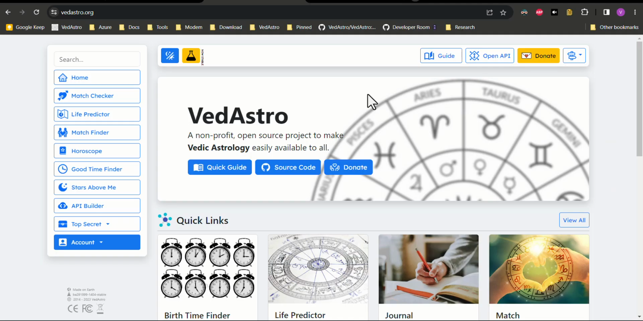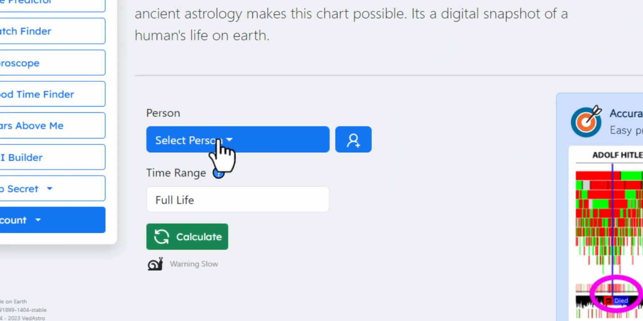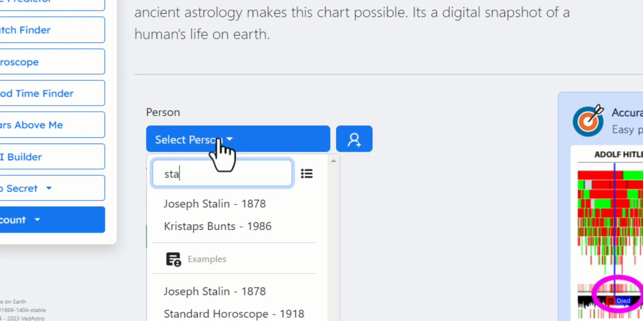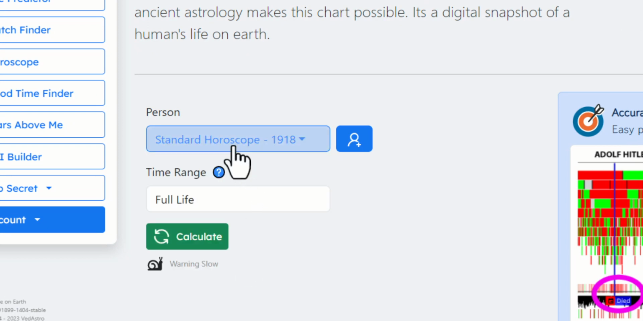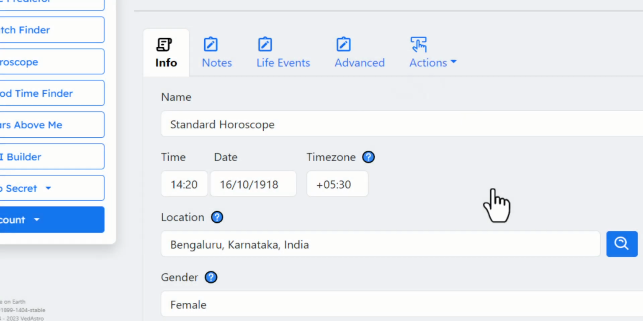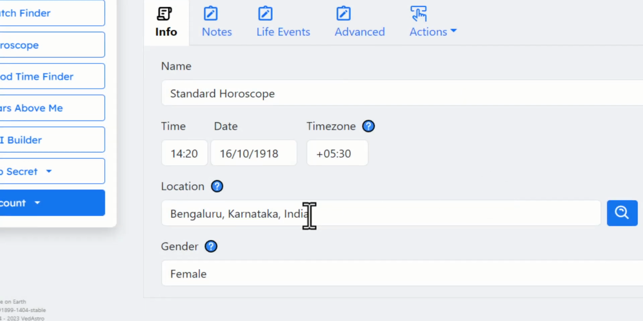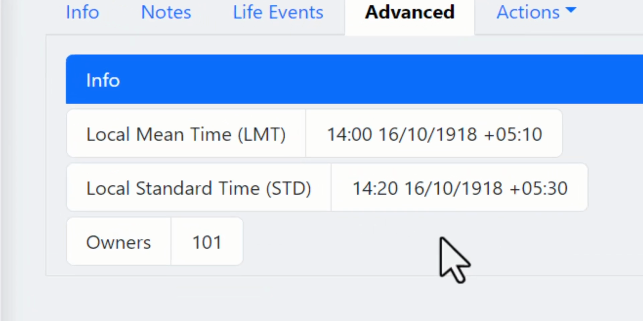Head over to vedastro.org and just choose a calculator, and let's take a look at the standard horoscope. So I'm just going to type standard here, and there we go, standard horoscope. Once you come here, click edit. So this is a standard horoscope, and note we have the correct location. Now I'm going to go to the advanced tab, and here we go. This is where you can see the difference between local mean time and standard time.